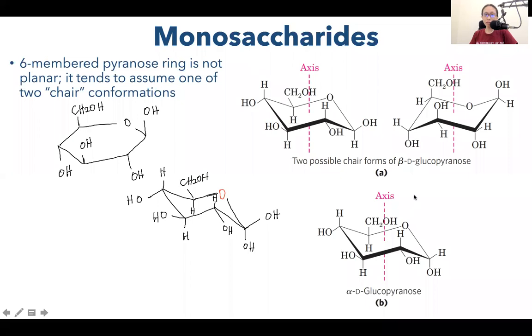Now for your alpha D-glucopyranose, the only difference is that the OH group in carbon 1 is now occupying an axial position. But for the rest of your carbons in the ring, their bulky substituents are found in the equatorial positions. So this is still the more stable conformation for your alpha D-glucopyranose.